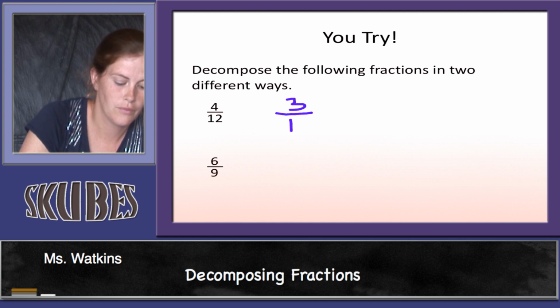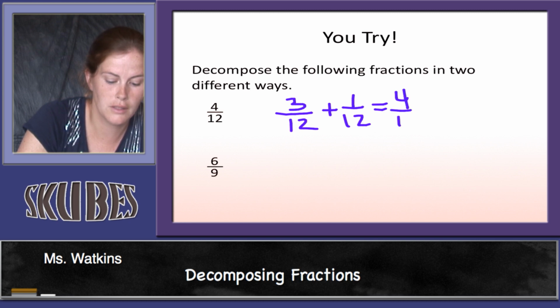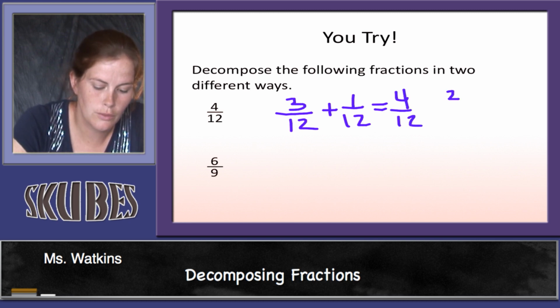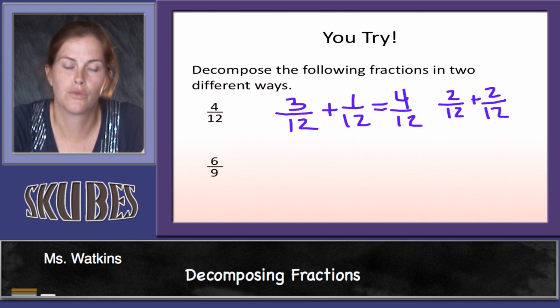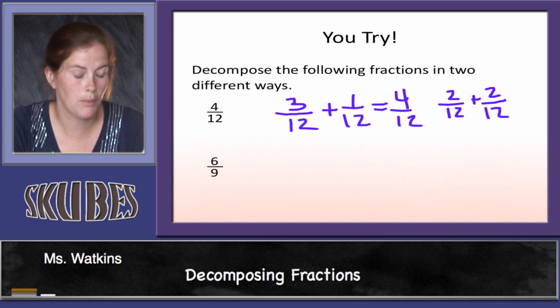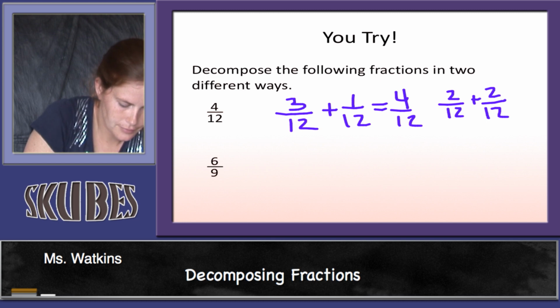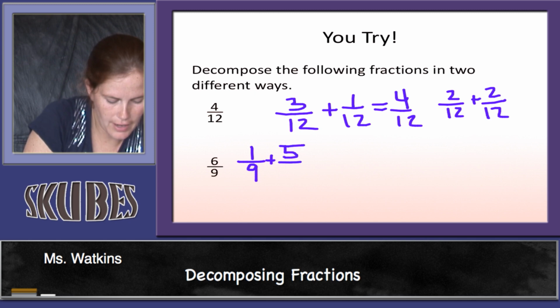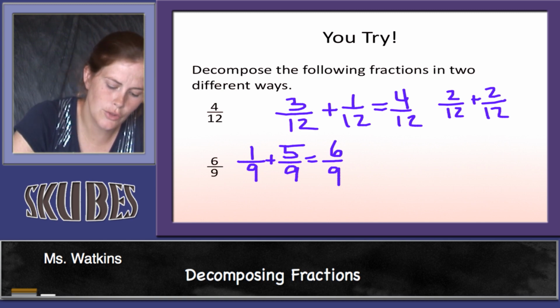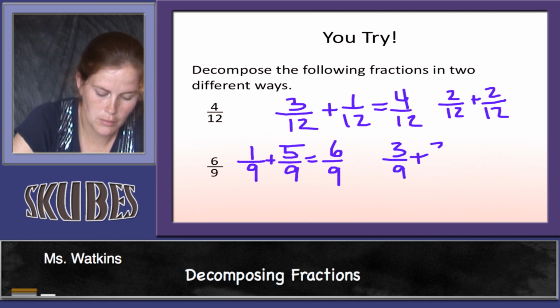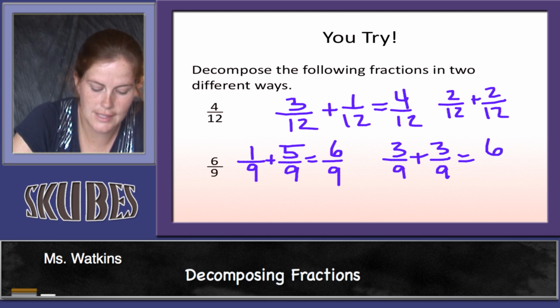So I could do 3/12 plus 1/12 because I know that would equal 4/12. I could also do 2/12 plus 2/12. That equals 4/12. Let's look at our next problem. We have 6/9. For this one, one way I'm going to do it is 1/9 plus 5/9. That equals 6/9. We could also do 3/9 plus 3/9. That equals 6/9.